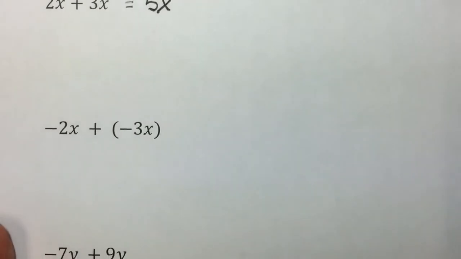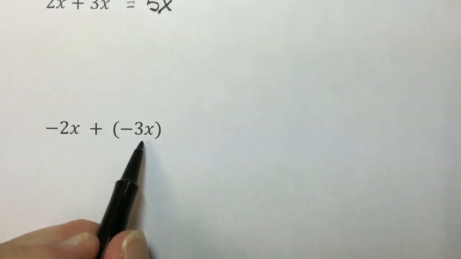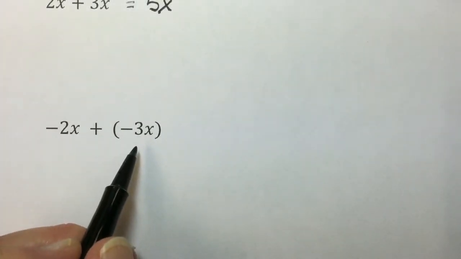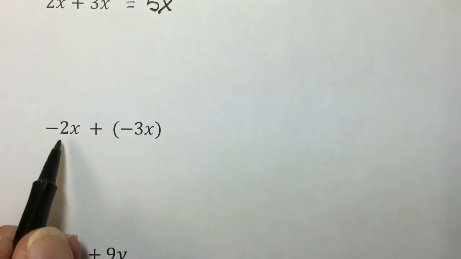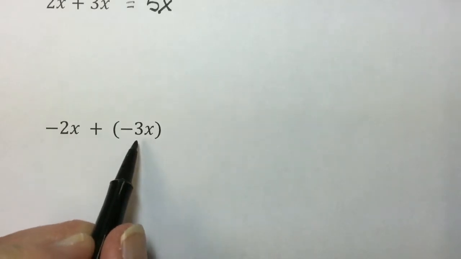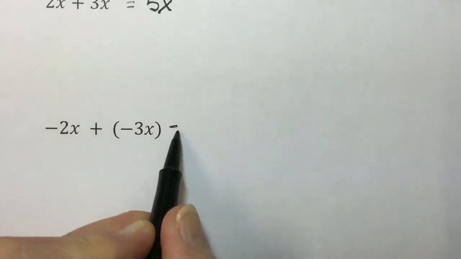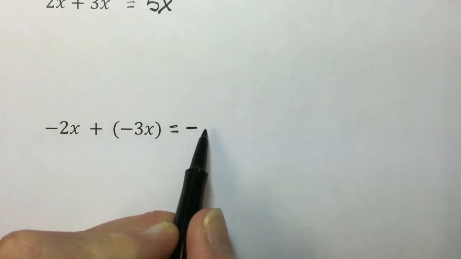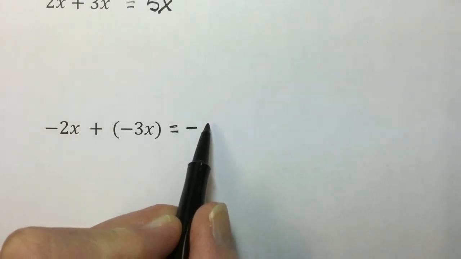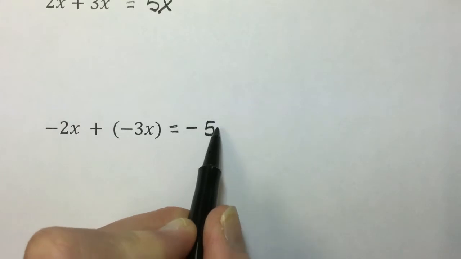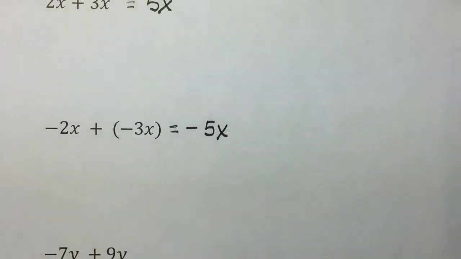In the next problem, these also are similar terms that we can simplify in this expression. We are adding like signed numbers. In other words, the coefficients are both negative. Take the absolute value of each. 2 plus 3 is 5, and then put the negative sign because we are adding negative signed numbers. So an equivalent expression here would be negative 5x.